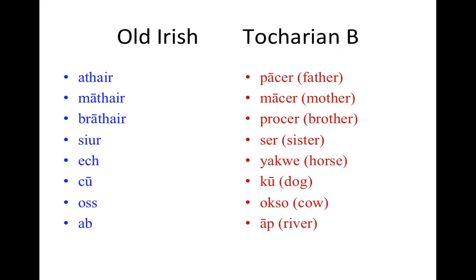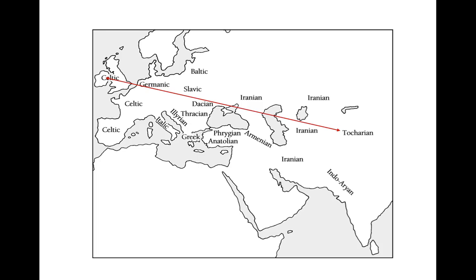And if you compared Old Irish, earliest evidence for the Irish language, and Tocharian B, you don't have to be a linguist to see similarities in some of these basic words. And the similarities are because they both belong to the same ultimate language family, the Indo-European language family that stretches on the west from Ireland to the east, Tocharian in eastern China, and all of the languages in between. And this is simply a general diversified map of the Indo-European languages.